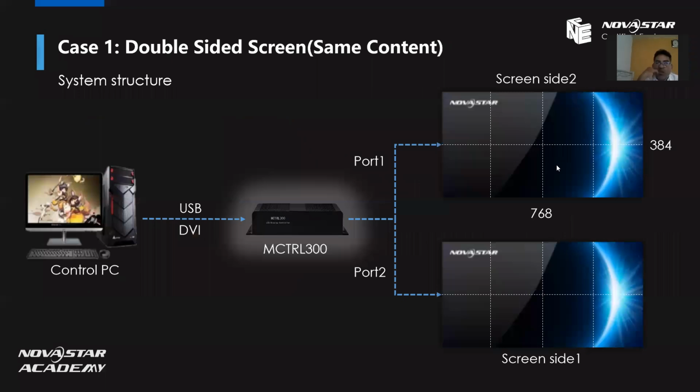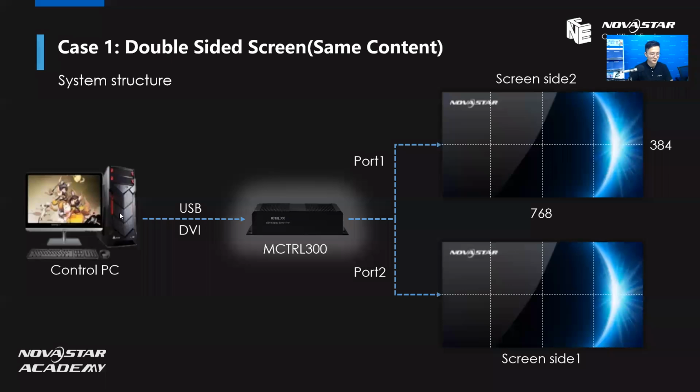So this is the system structure, how I make the double-sided screens. Because the screen is not too big, I'm using Control 300. One controller 300 is enough. Port 1 can drive screen side 2, and port 2 can drive screen side 1. And each screen has 8 receiving cards.